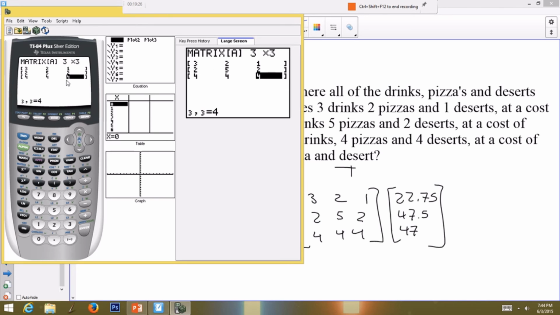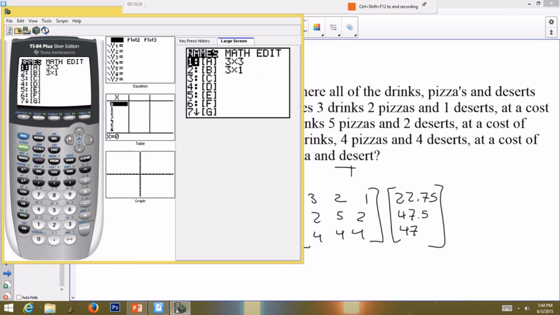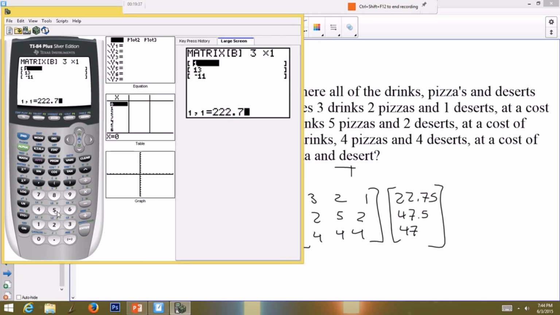And once I've hit enter and locked that number in, I can go second matrix. I can go over to edit. I can hit 2. Still a 3 by 1, but this time 22.75. Something's up with my pad. 22.75. There we go. 47.5, and then just 47. So 22.75, 47.5, and 47.